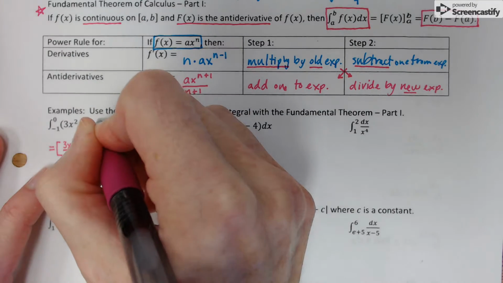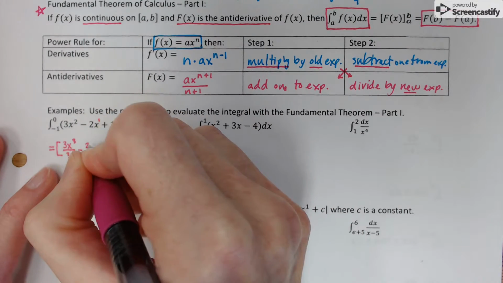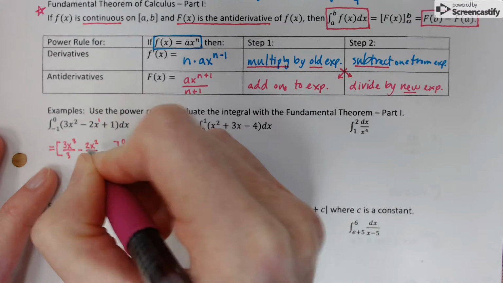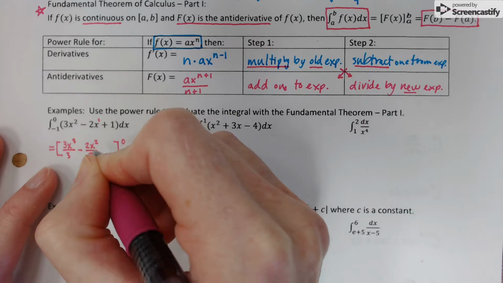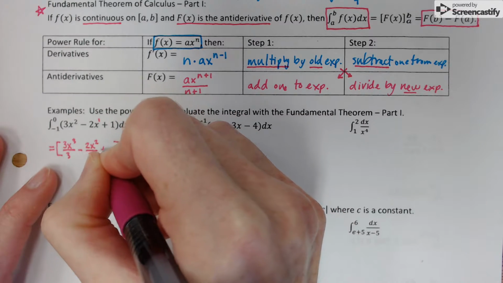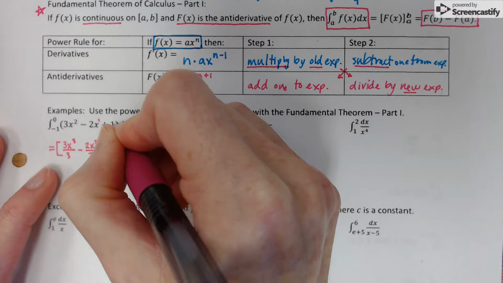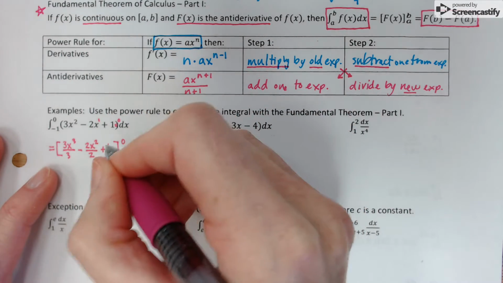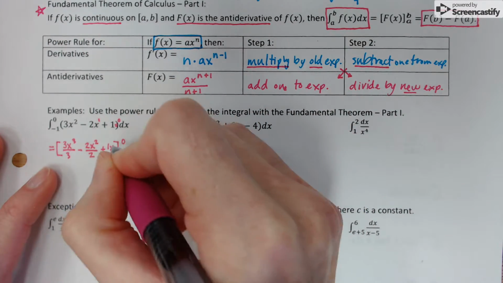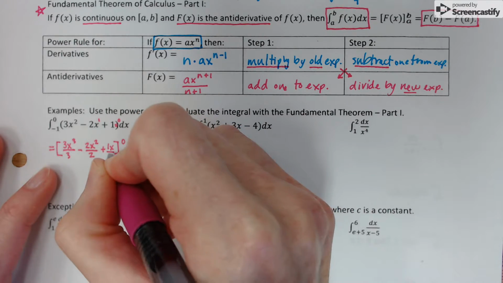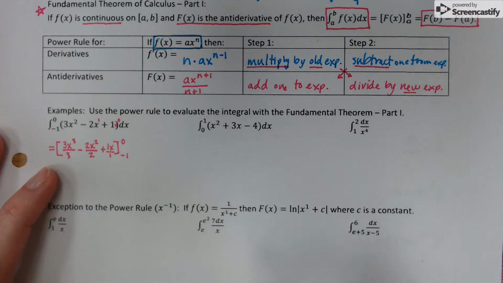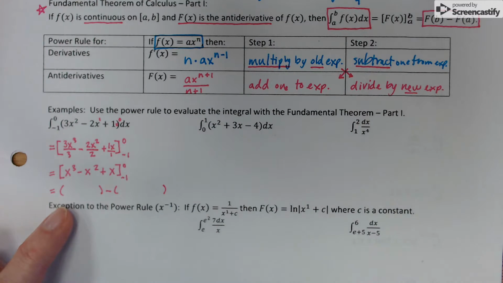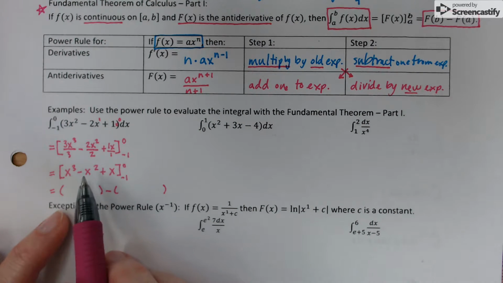We'll do the same thing for the second term, which happens to be 2x to the first. So adding 1 will give us 2x squared, dividing by that new power. And then that 1, it may help you to think about x being to the 0 power, which is not there, but we know it is. So you add 1, giving you x to the first, divide by that new power, which just happens to be 1. So after we simplify, we have x cubed minus x squared plus x.